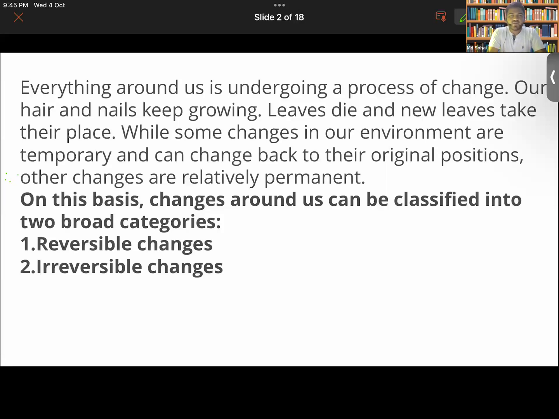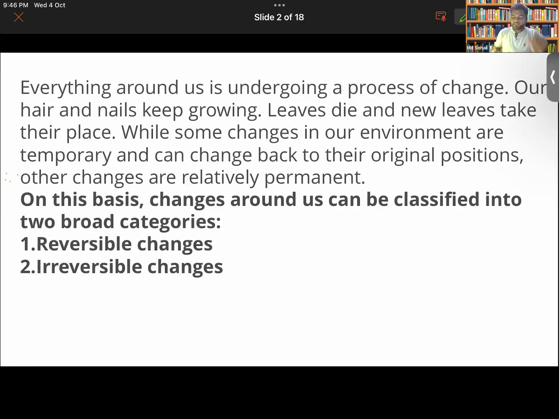For example, the melting of ice. This is just an example of change of state from solid to liquid. So we consider it to be a physical change because there are no changes in its chemical composition. Getting it? But what is it that happens in the case of irreversible change? What happens there? There are changes in chemical composition.